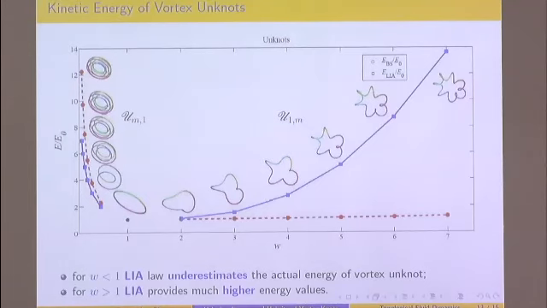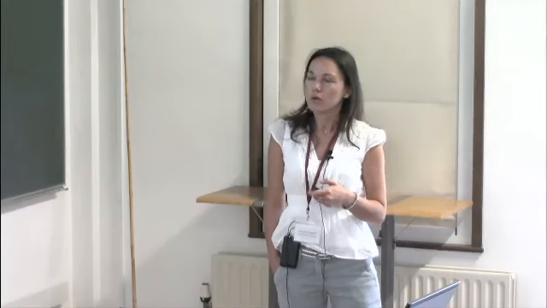The same holds for the class of unknots. We can see again that the localized induction approximation has quite good values compared to the Biot-Savart energy computation in the case where the winding number is less than 1. On the other hand, for a very high winding number, the localized induction approximation overestimates the actual values of the kinetic energy. And the reason is again the same, because it doesn't take into account the non-local terms.